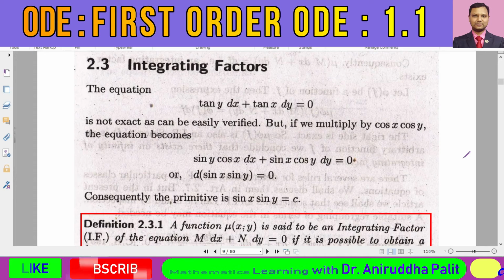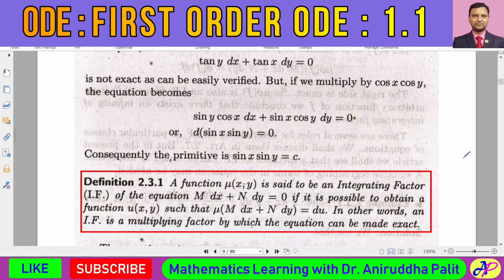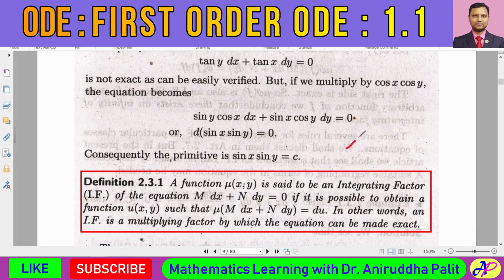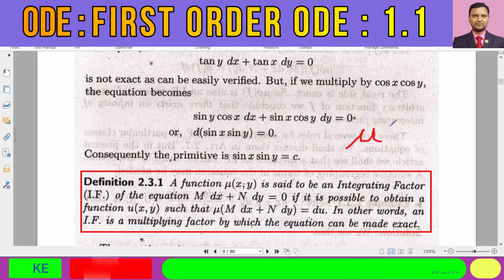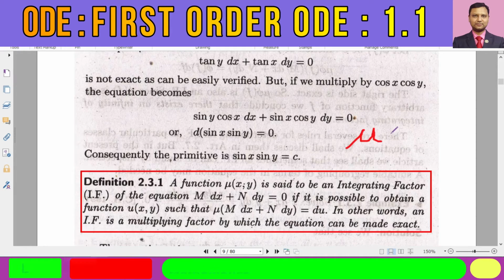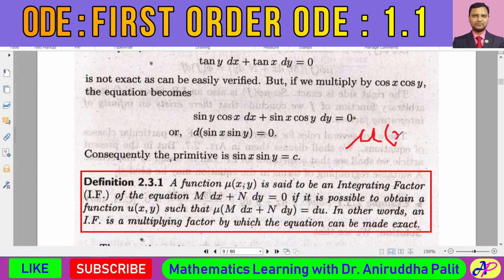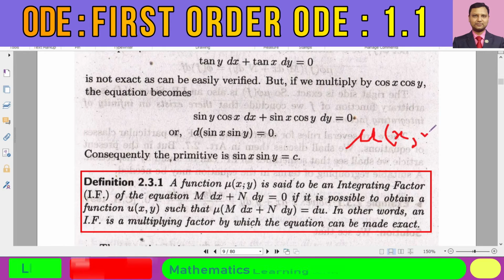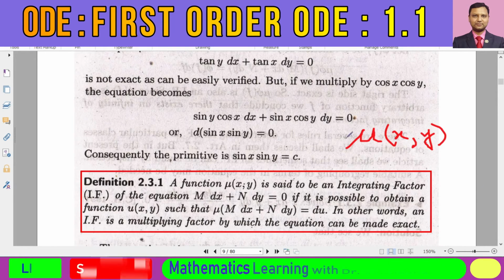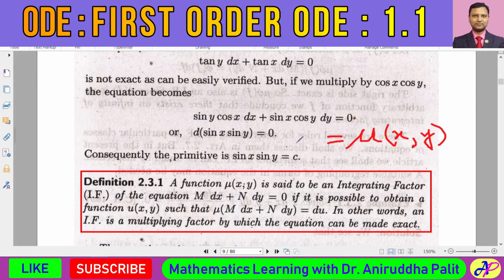Then we try to multiply this kind of differential equation by a certain function of x and y, so that after multiplication we can consider we are multiplying this differential equation by a certain function mu. Generally we simply designate it by mu, but mu is actually a function of x and y. Just for simplicity, we are designating this function as mu.